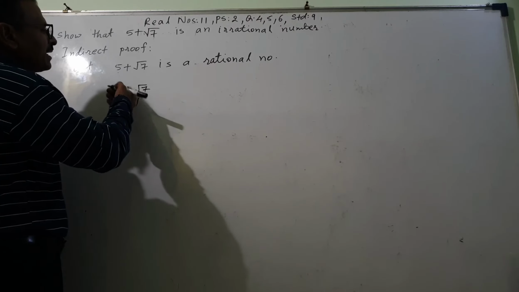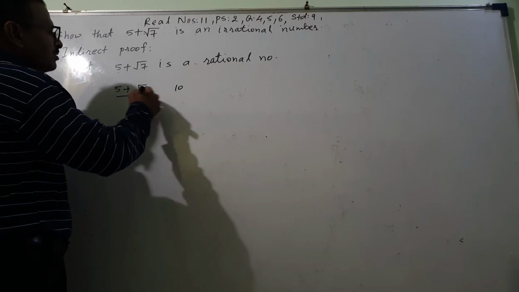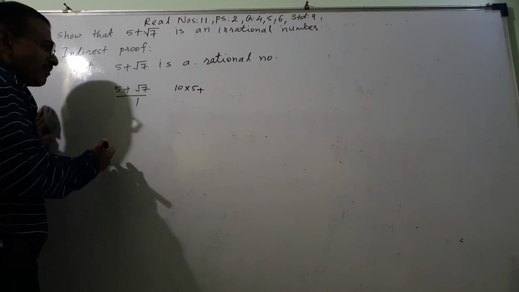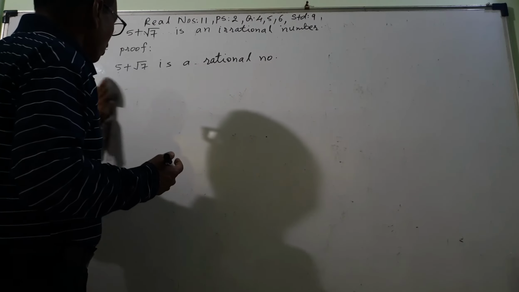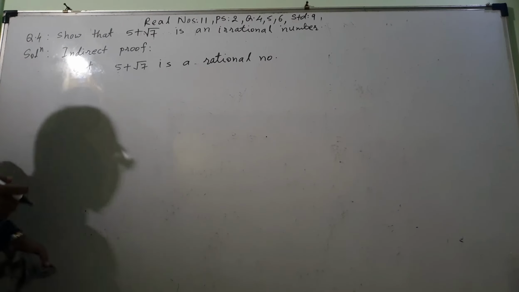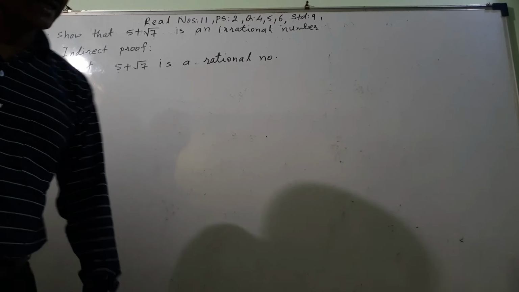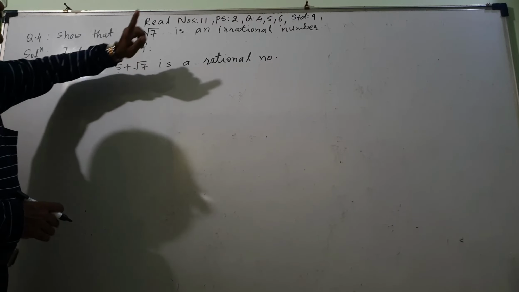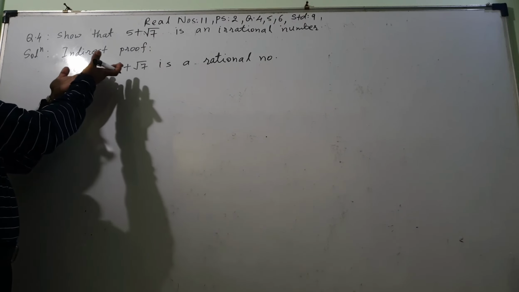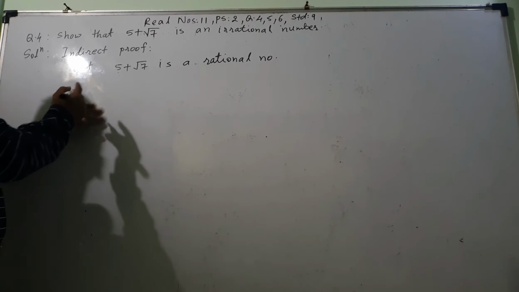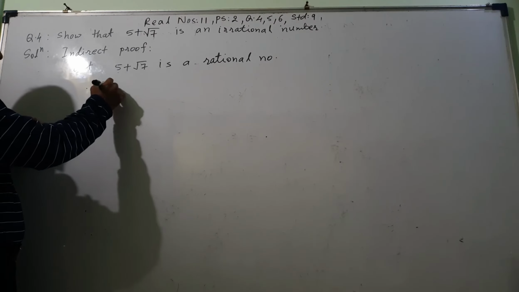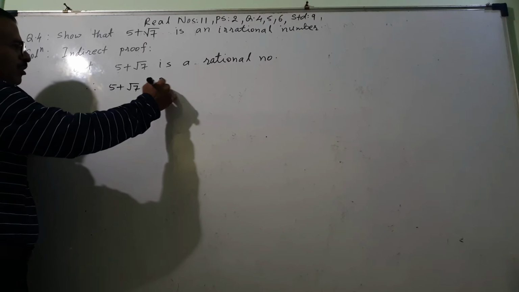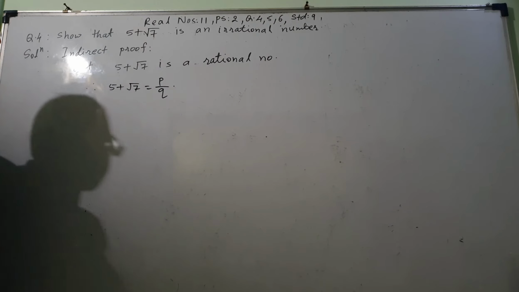Can I write 10 times 5 plus like this, and upon 10? Nothing can be done like this. No, we can't do it. So this number cannot be written in the form of p upon q if it is an irrational number. But now we are saying that it is a rational number. And a rational number we can write in the form 5 plus root 7 is equal to p upon q. This way I can write.